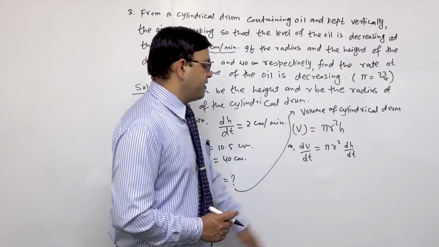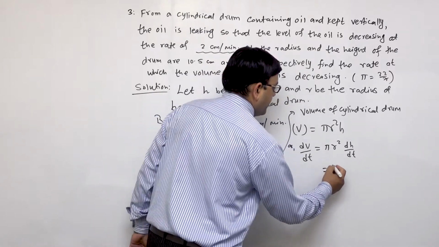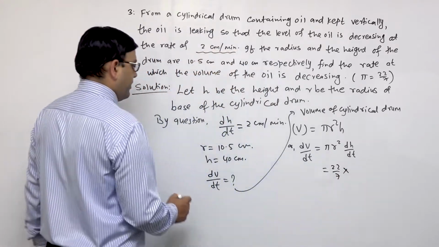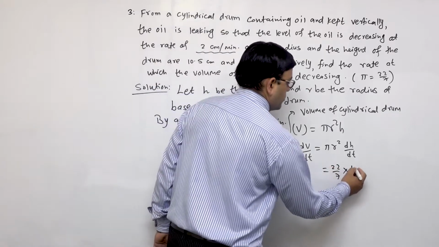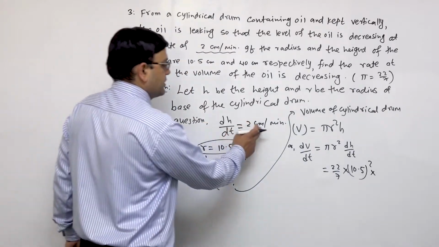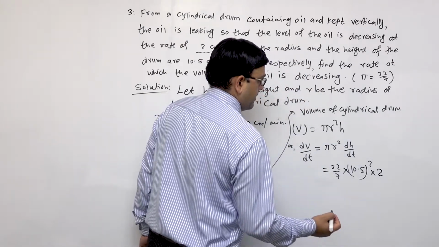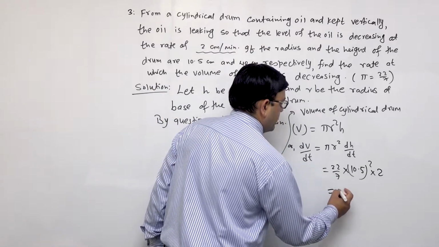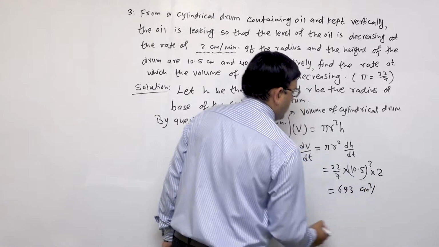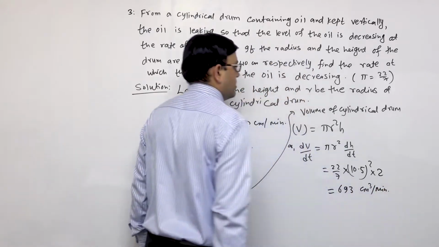We have to find dV by dt, so we are taking derivative with respect to t. So this is equals to pi, the given value of pi is 22 by 7, times the value of r, we have 10.5 centimeter. So 10.5 whole square times dH by dt, we have 2 centimeter per minute. So we can multiply these and then we'll get the result 693. This is volume, so centimeter cube per minute. And this is the required answer.